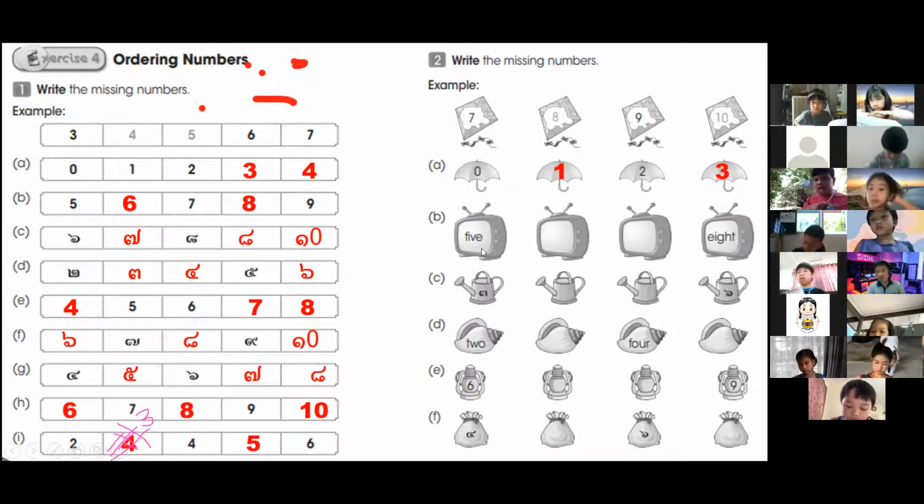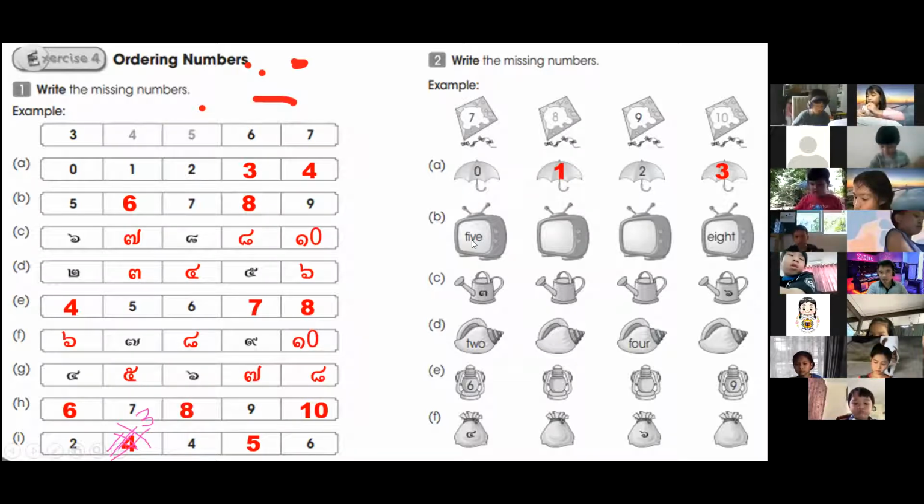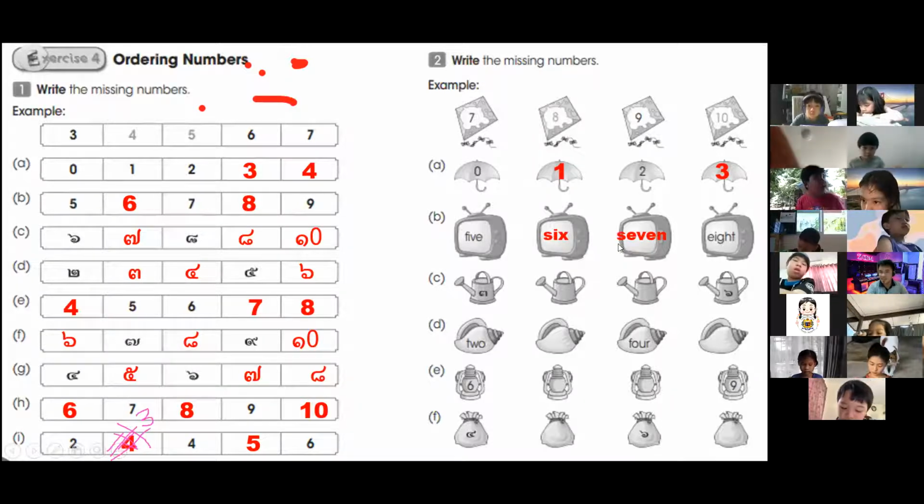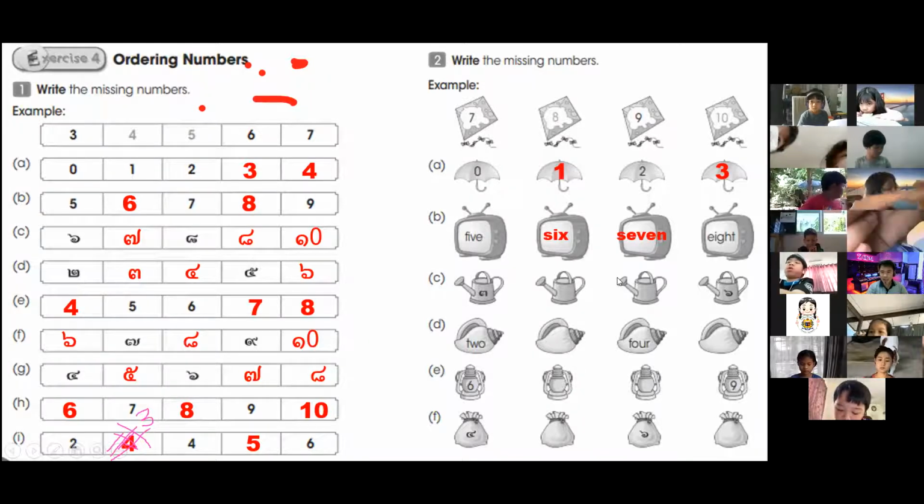In letter B, you must know how to spell the word numbers. I know you can do it. I hope everybody can do it. Okay, so 5, next to number 5 is number 6. Can you spell the word number 6? The word number 6 is S-I-X. Okay, that's it. Number 6. And number 7, S-E-V-E-N. 7. Okay, so I hope your spelling is correct.